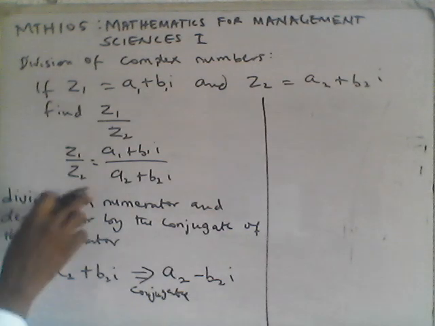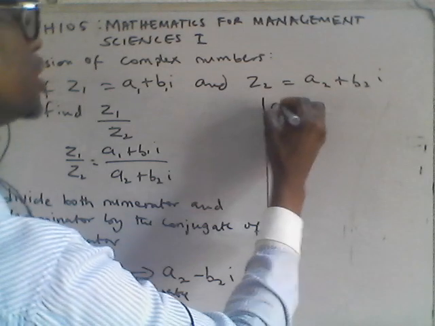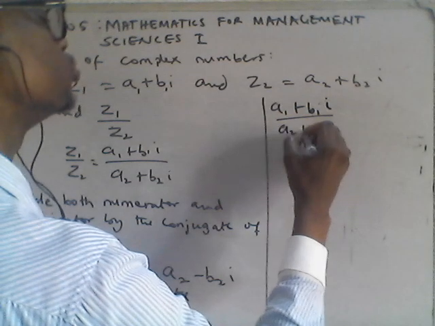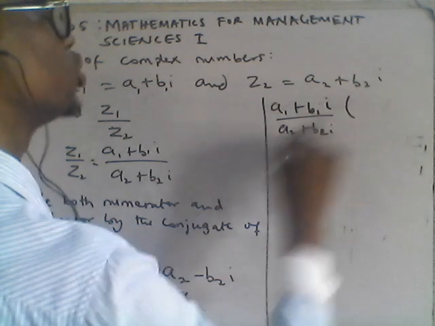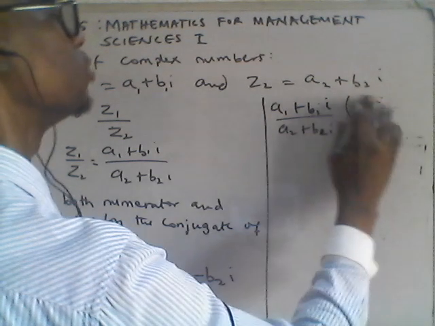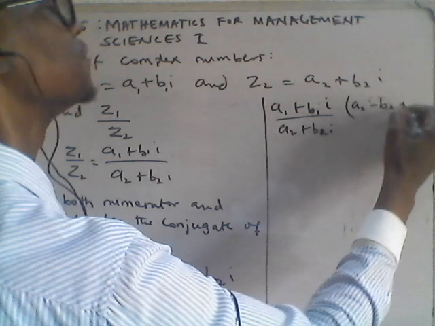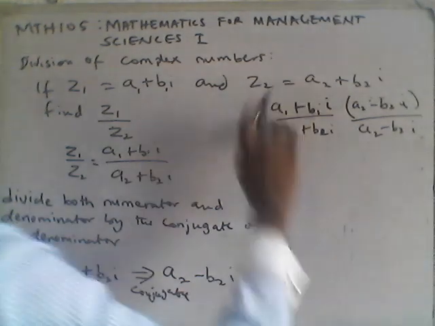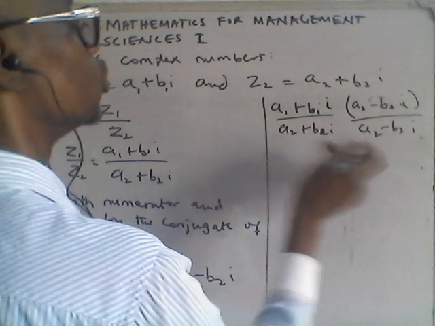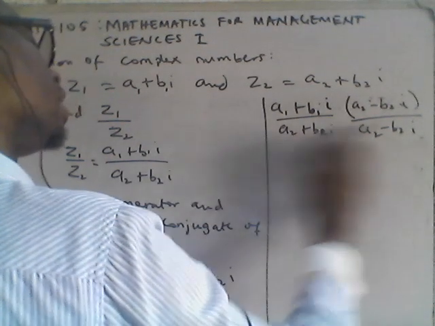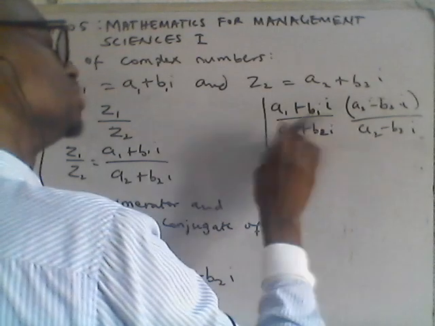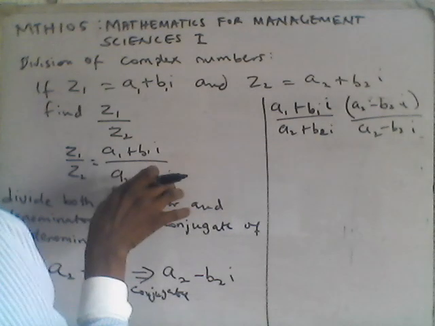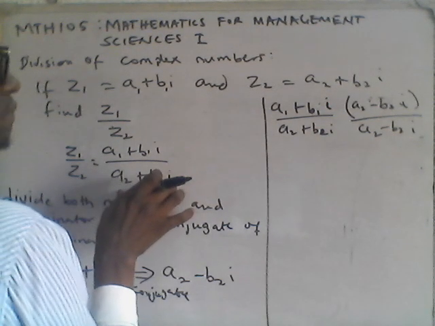So I'm going to multiply both sides by the conjugate. I'm going to write this one again. I'll say A1 plus B1i over A2 plus B2i, multiplied by the conjugate of the denominator: A2 minus B2i over A2 minus B2i. See what I've done? I have multiplied both numerator and denominator by the conjugate of the denominator. Interestingly, what is interesting is what happens at the new denominator, because what the conjugate does is that it makes the denominator have no complex part. You will see it now.